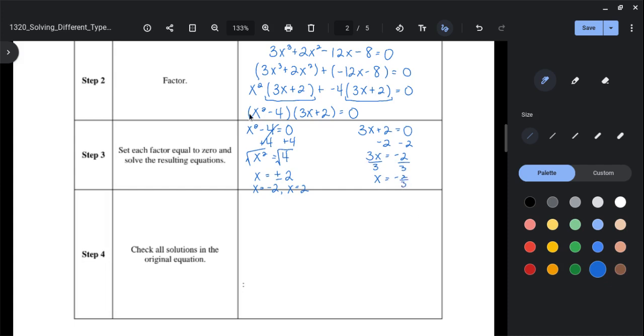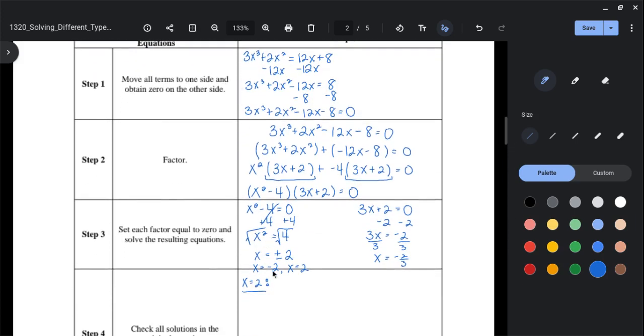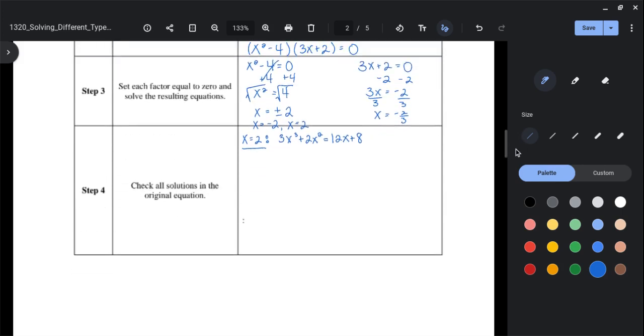My very last step, step 4, we're going to check all the solutions in the original equation. And we got 3. Remember, we got negative 2, positive 2, and negative 2/3. So let's go ahead and check first when x equals 2. And again, I'm going to plug this into our original equation. So we had 3x cubed plus 2x squared equals 12x plus 8. So now everywhere I see an x, I'm going to plug in 2.